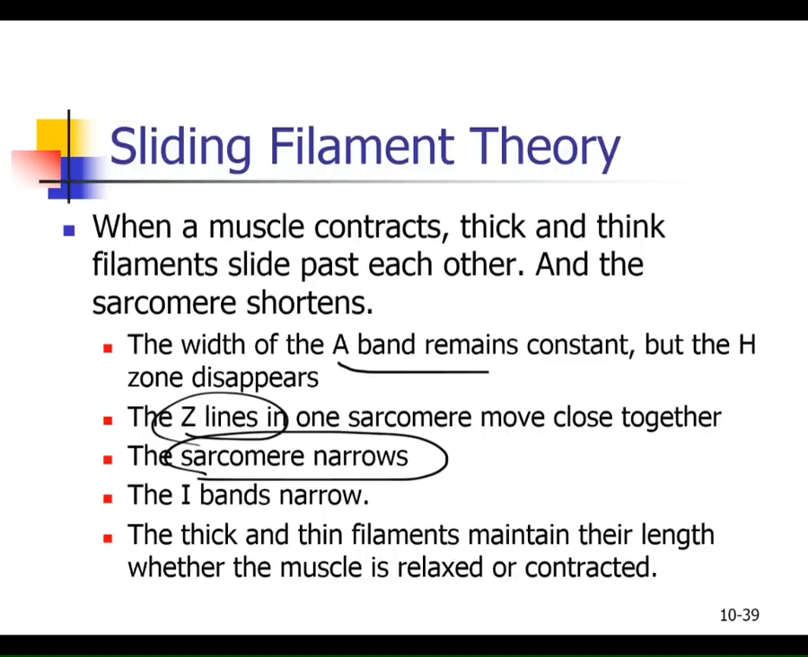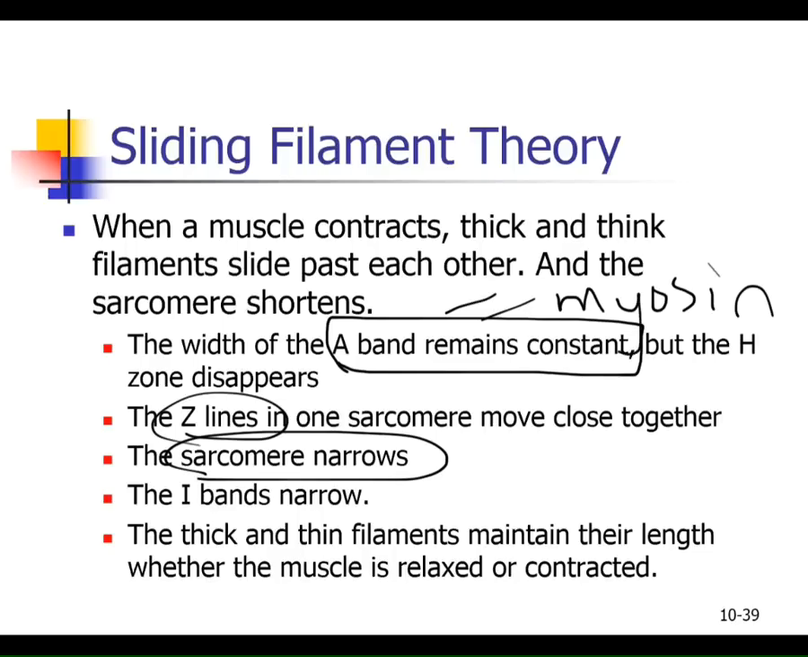The A band, though, stays the same. Because what did the A band equal? The A band was the same as the myosin. But as I just showed you, my fingers aren't getting shorter. My myosins aren't getting shorter. So the A band actually is not going to change its width. The I band will narrow, and I'll show this to you in a moment.